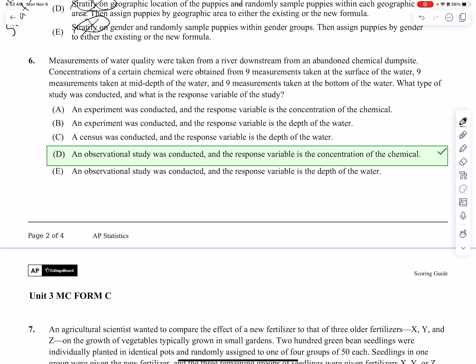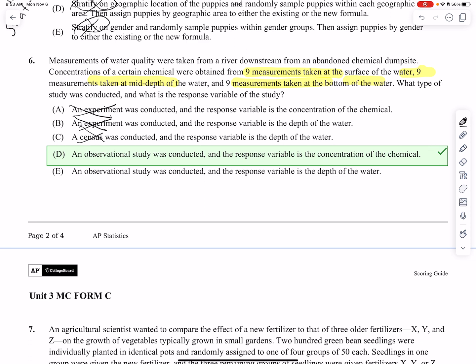Okay, number 6. Measurements of water quality were taken from a river downstream from an abandoned chemical dump site. Concentrations of a certain chemical were obtained from 9 measurements taken from the surface of the water, 9 measurements taken from the mid-depth, and 9 taken from the bottom of the water. What type of study was this? So I am just taking measurements, so it's not an experiment, so I'm going to kill the experiment option. A census would mean the entire water, which would not make any sense. So we know it's an observational study.